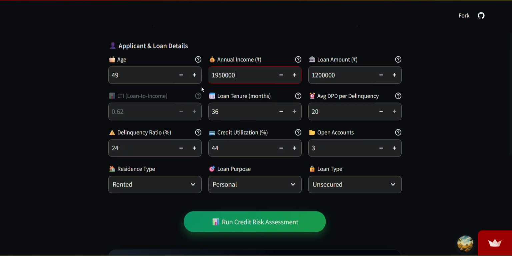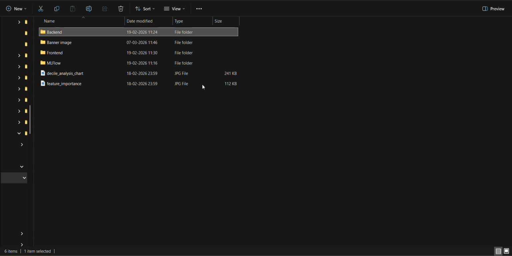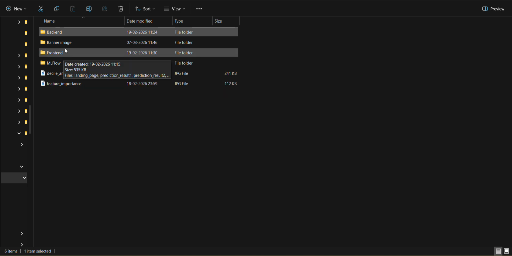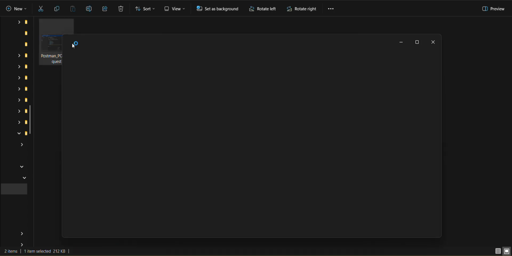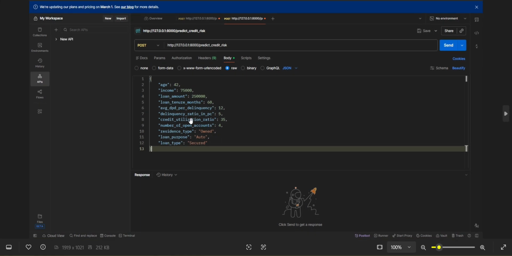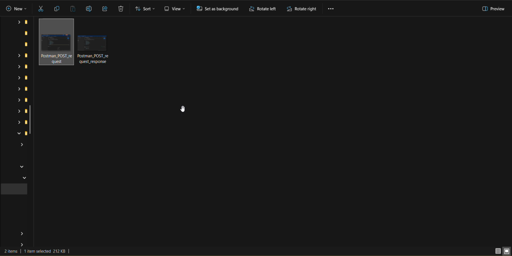And now let me move to the, I'll just show you a few screenshots of the backend. So you can test this application using Postman as well. As you can see, this is the HTTP request that I am sending, a POST request with this JSON body, and all the details are there.